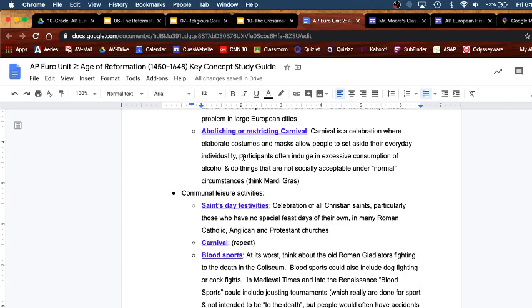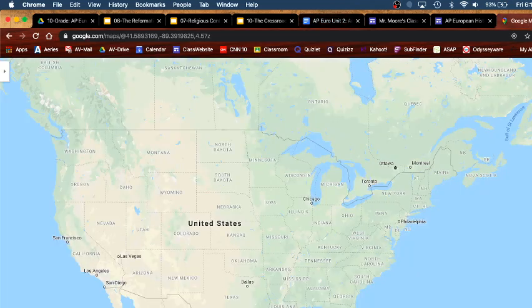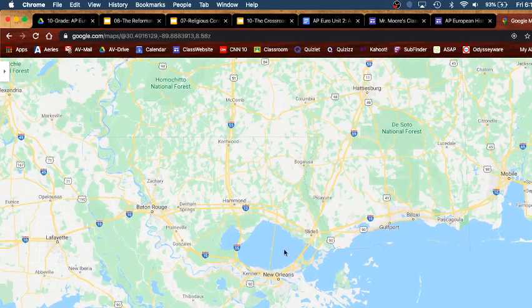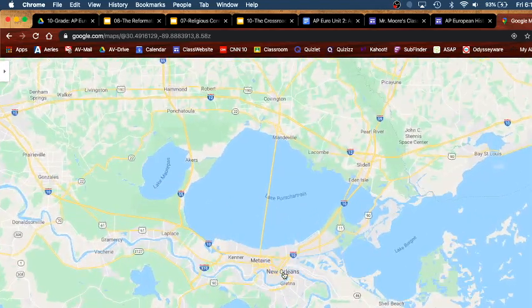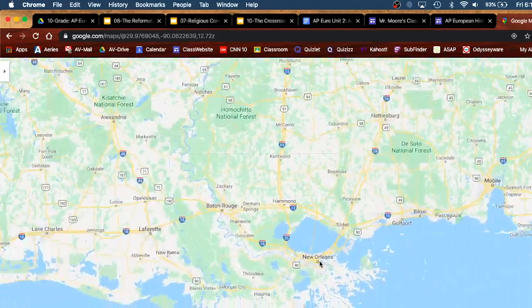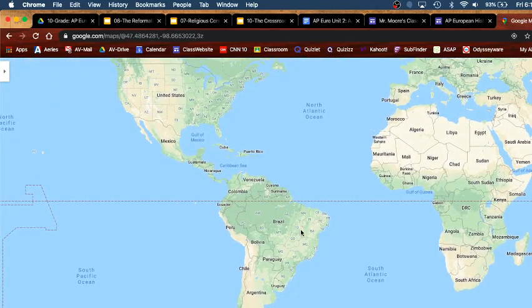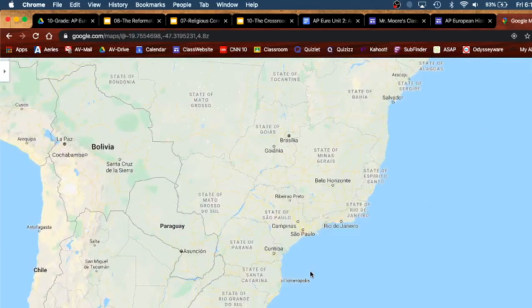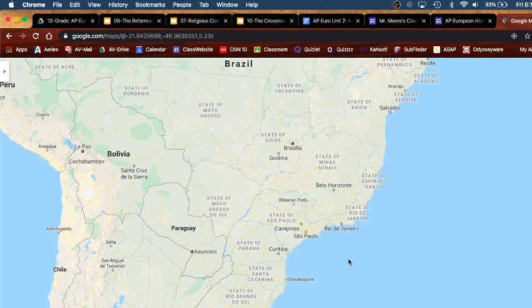Abolishing or restricting Carnival. There's a French city in France called Orléans. When the French set up a port city here in the New World, they called it New Orleans. Inside the city of New Orleans, there's something called the French Quarter, and they celebrate one of the biggest carnivals in the United States, called Mardi Gras. That's that French celebration. Also, in the very heavily Catholic country of Brazil, in places like Rio de Janeiro and Sao Paulo, they actually call it Carnival. It's a huge celebration.